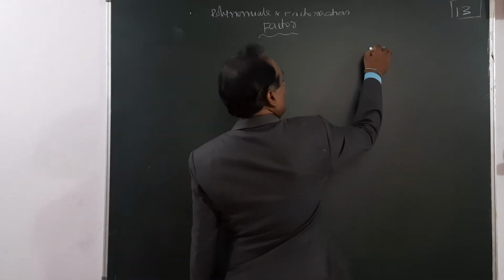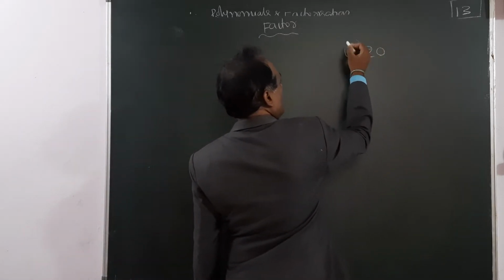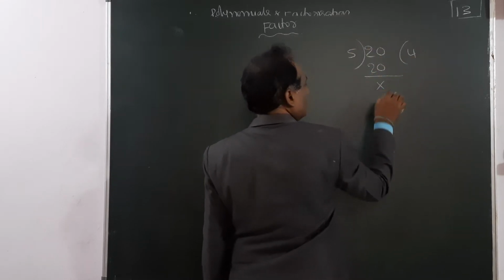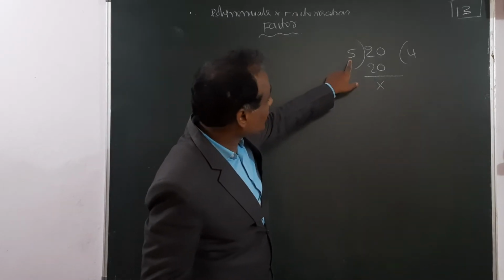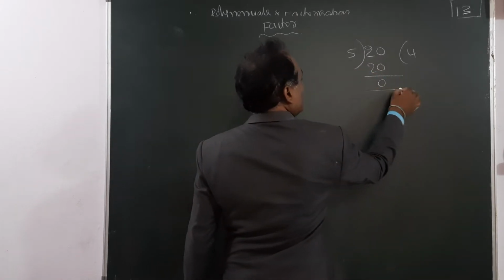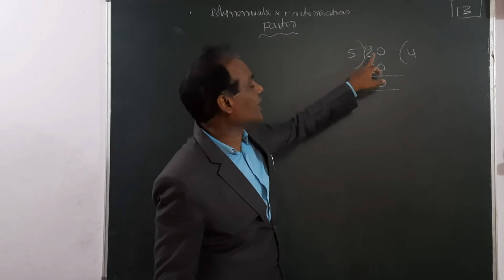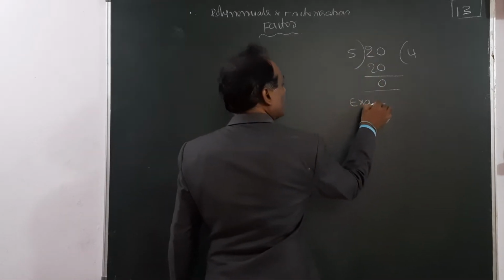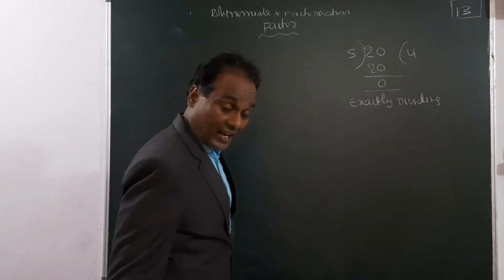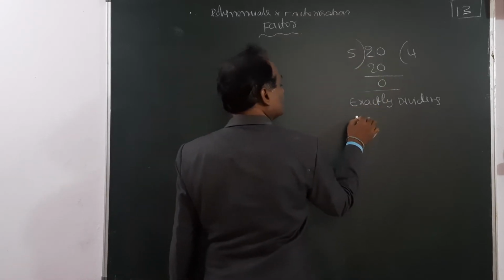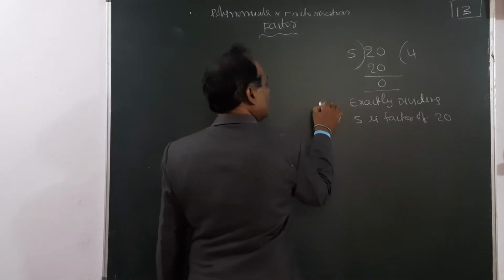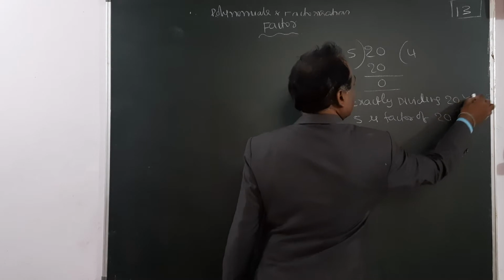Suppose 20 is divided by 4 or 5, for example. 5 4s are 20. Remainder is 0. 5 is exactly dividing 20, because the remainder is 0. If the remainder is 0, then we say that it is exactly dividing. We can call it like this: 5 is exactly dividing 20.